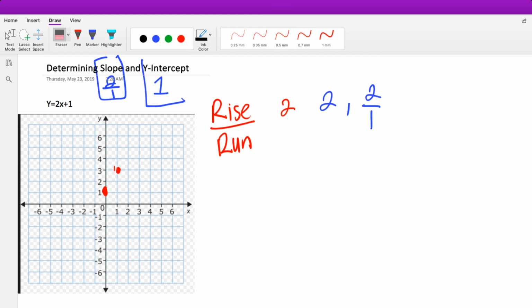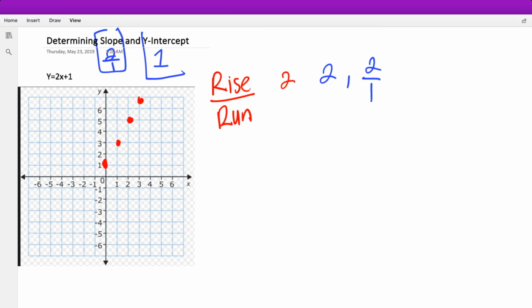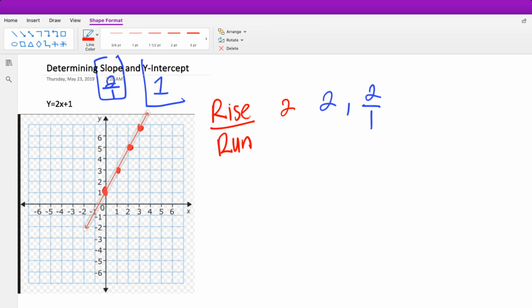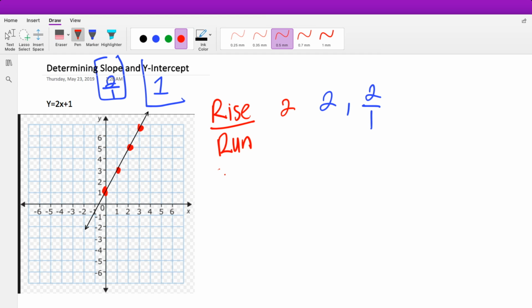Simple. Now all we do is the exact same thing again. Up 2, over 1. And then we plot our new point right there. And we could keep doing this forever, but because we have other things to do, we're not going to do it forever. So I'm just going to go ahead and put my line there. And there we go. Now we know that our slope is 2. Let me change the line color. And I'll write this down for us. Slope equals 2. Y-intercept equals 1. Simple. Let's move on to the next problem.